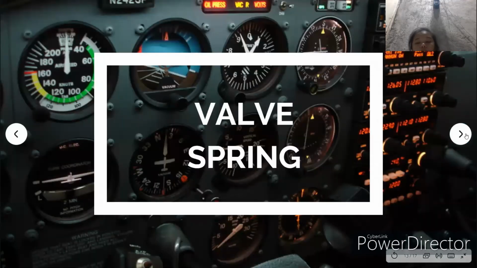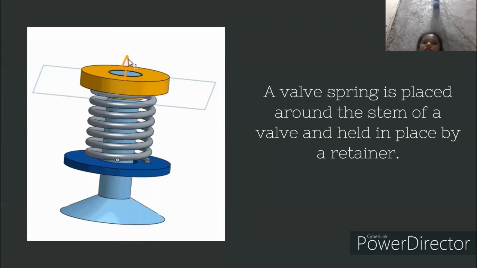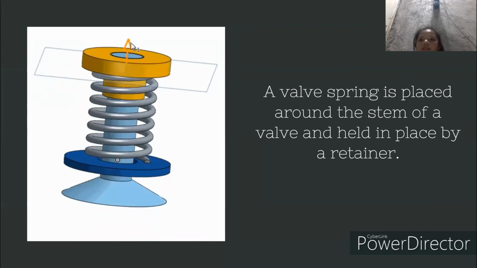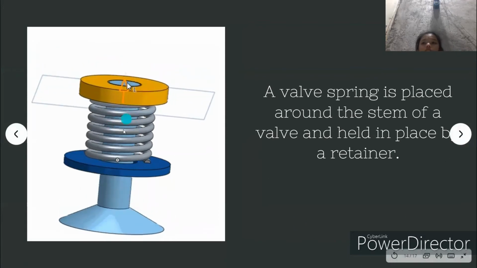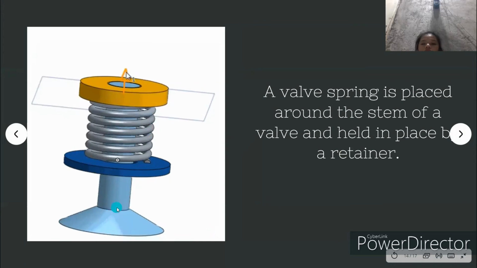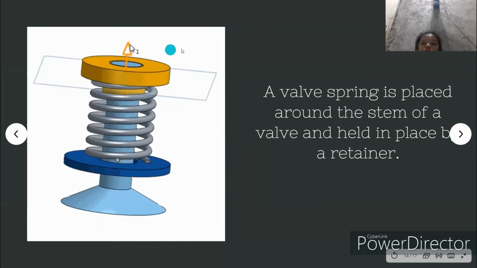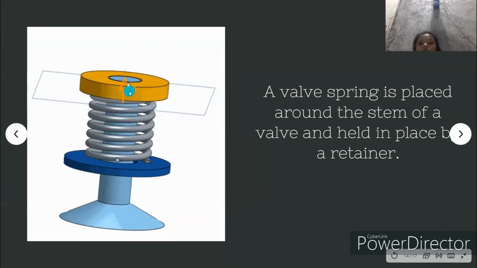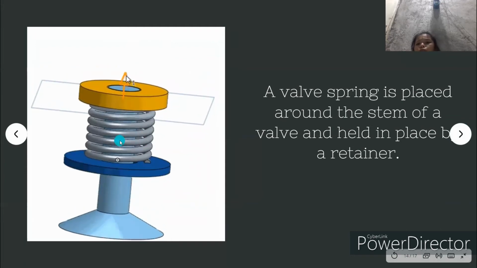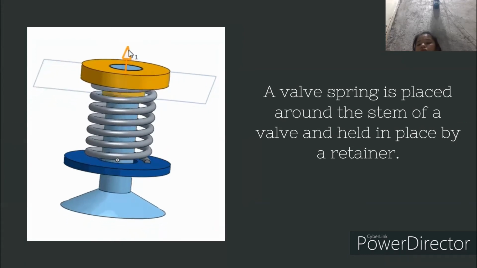Next one is the valve spring, and this is also our last component to discuss. What is a valve spring? A valve spring is placed around the stem of a valve and held in place by a retainer. This is our valve spring and this is our valve. Above this is our rocker arm, which pushes down on our valve to open it. The purpose of our valve spring is to retain or return our valve to its original position, which is the closed position.